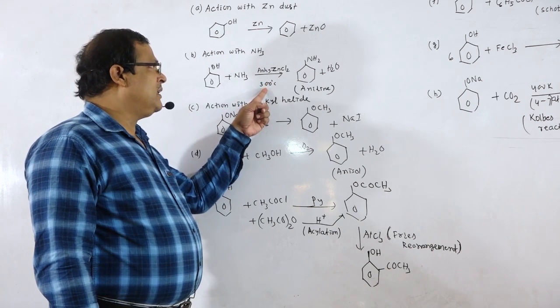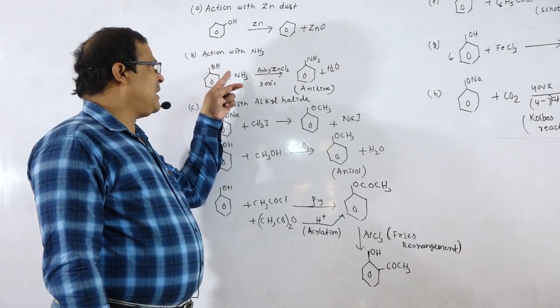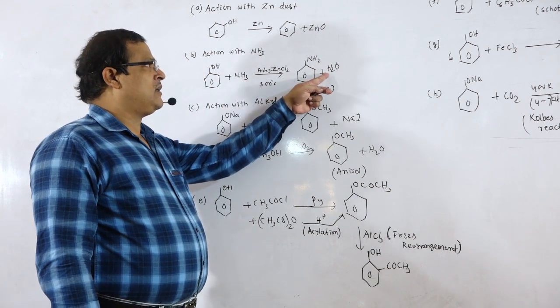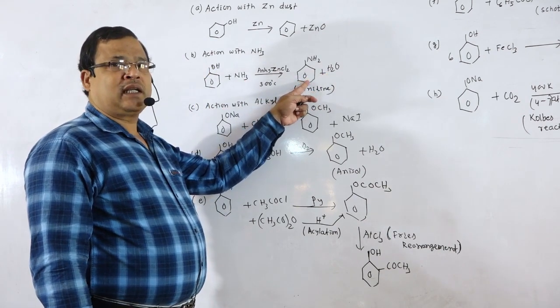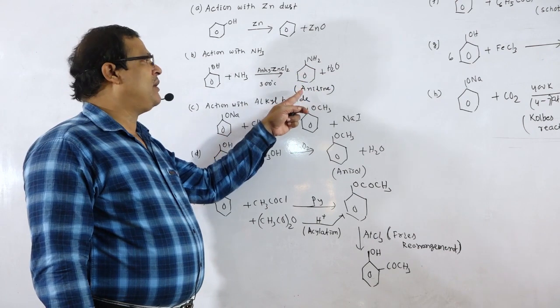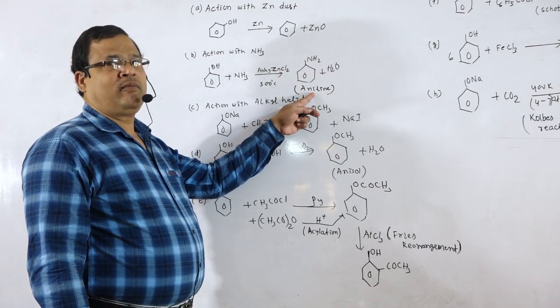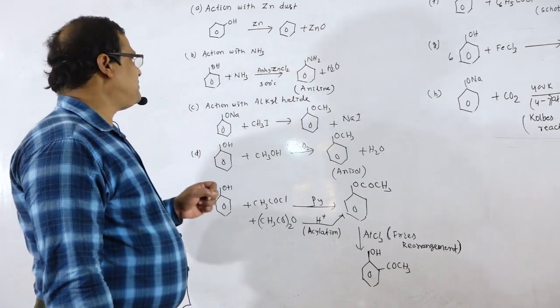So whenever phenol is treated with ammonia in the presence of anhydrous ZnCl2 at about 300 degrees centigrade, water is removed. The OH part and H part combine to form water, and the benzene ring is attached with NH2, which is the formula for aniline. There is the formation of aniline.